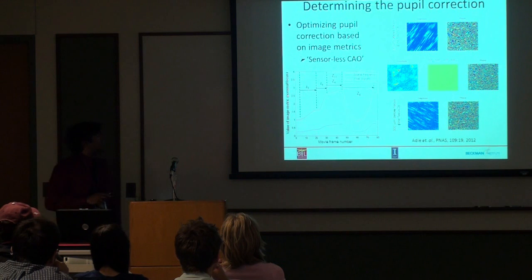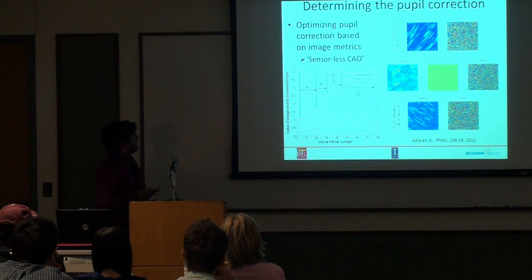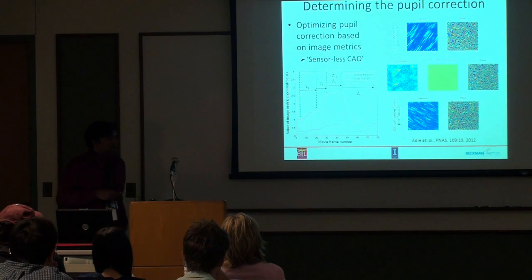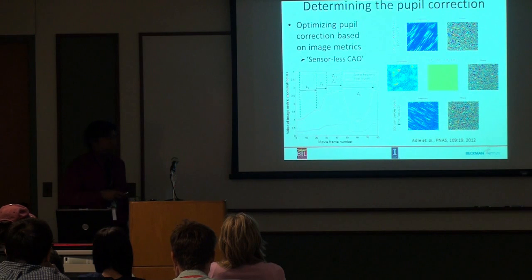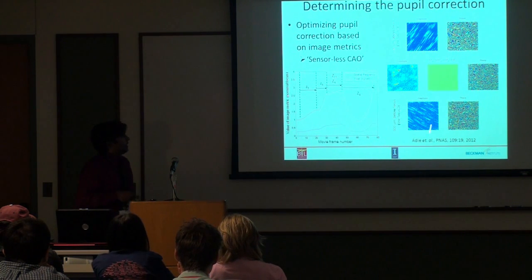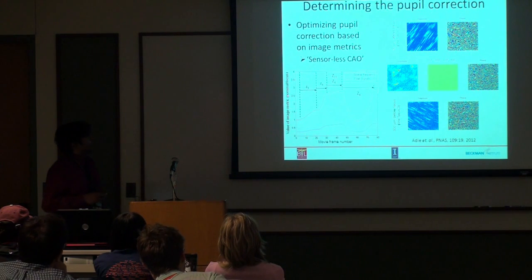Here we are showing optimization of the pupil correction, and we're utilizing feedback from image metrics. By analogy with hardware-based adaptive optics, this can be referred to as sensorless computational AO. The image metrics were calculated using data from the plane of least confusion, the amplitude and phase of which is shown in the middle. The data from the two line foci are shown in the top and bottom rows, and the pupil phase is shown here in the middle.